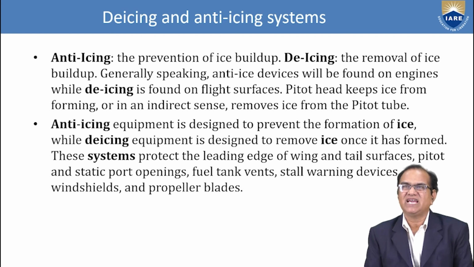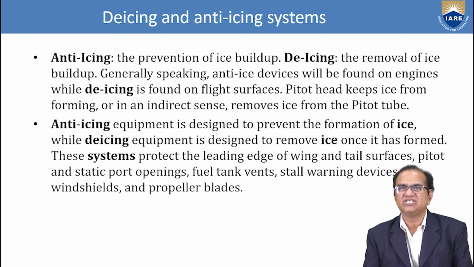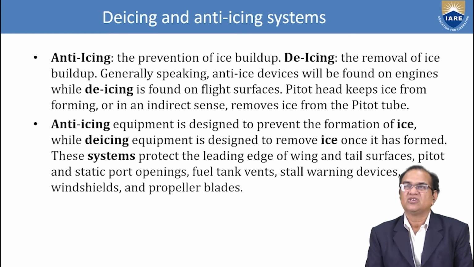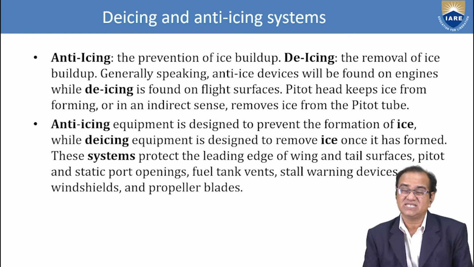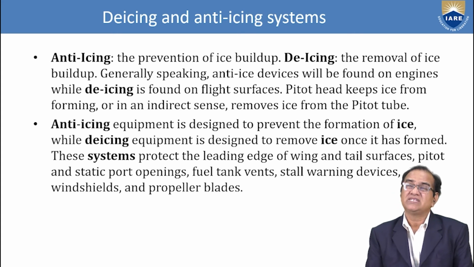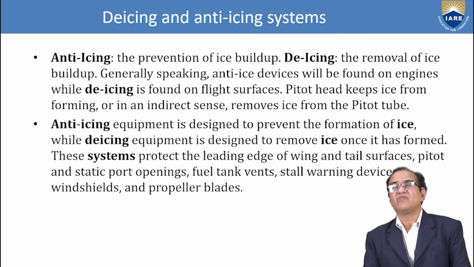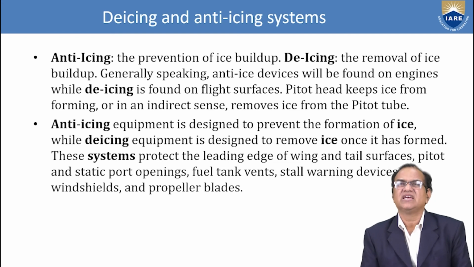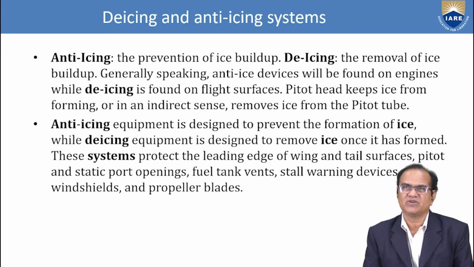Generally speaking, anti-ice devices will be found on the engine, while de-icing is found on flight surfaces. So in the engine we use anti-icing. In the engine it is not advisable to have any type of ice go inside. But in the wing and other parts, if ice is formed, we will try to remove it.